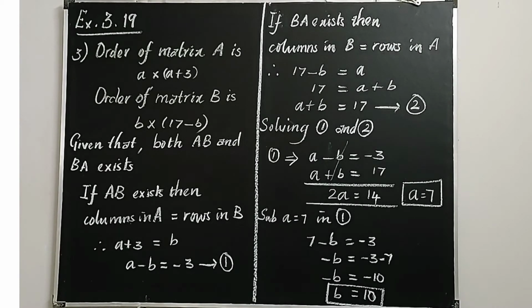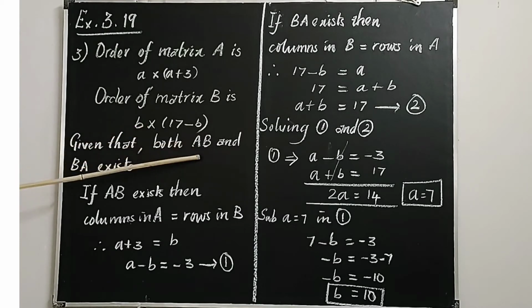So the order of matrix A and the order of matrix B are given. Both consist of variables A and B. The order of matrix A is A by A plus 3. It has A rows and A plus 3 columns. And the order of matrix B is B by 17 minus B. It has B rows and 17 minus B columns. And it is given that both AB and BA exist. From this condition, we have to calculate what is A and what is B.